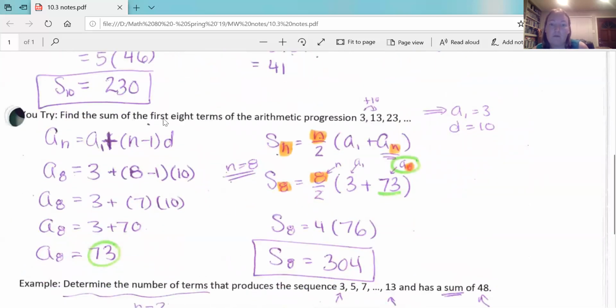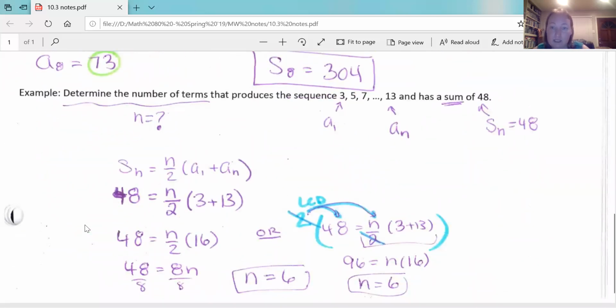Here's another one. Find the sum of the first 8 terms. So in this case, your n is 8, so an 8 would go there and there. And to find your sum of the first 8, you need your a sub 8, because you'll need it for this to work. And so then I plug in my n and my a sub 1 and my a sub n that I calculated over here. I get a sub 8. Simplify it, and I get 304 would be the sum. And the d being 10 was just me looking at the difference being 10.